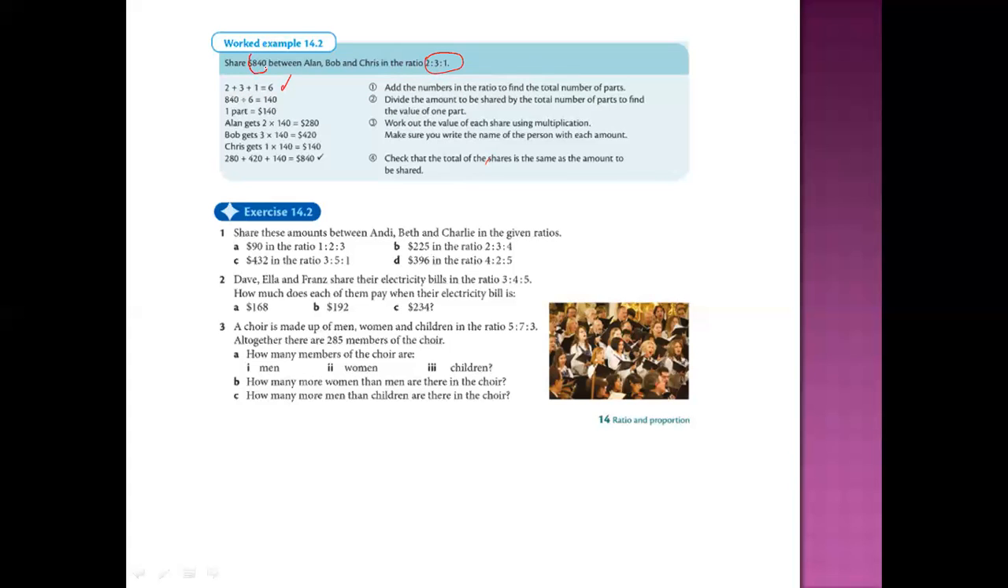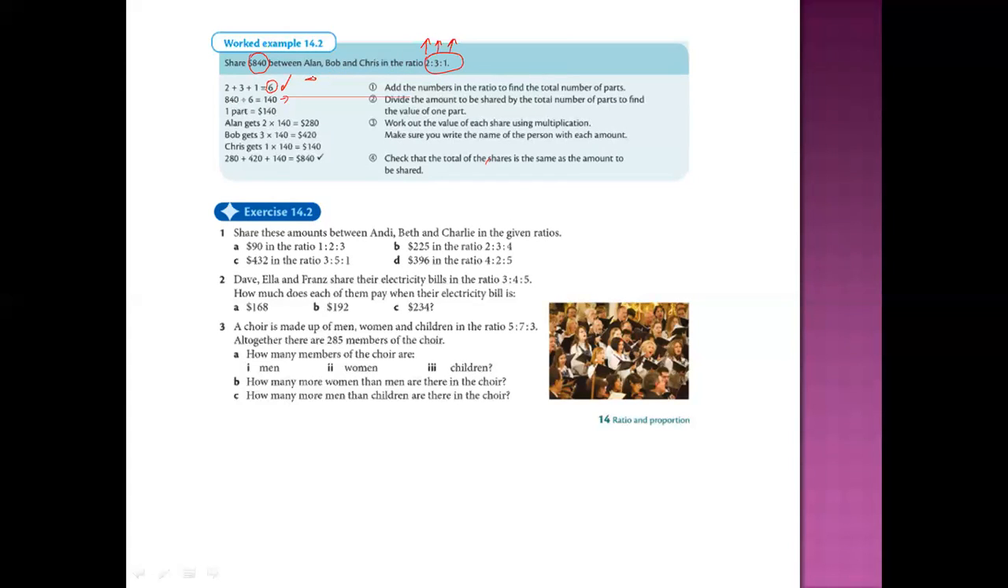Sorry, what was the original price or money? It was $840, okay, divided by the total number of parts, 6. Now, what did we find? For each part, you should pay $140 in the first ratio, and the second ratio, and the third ratio.